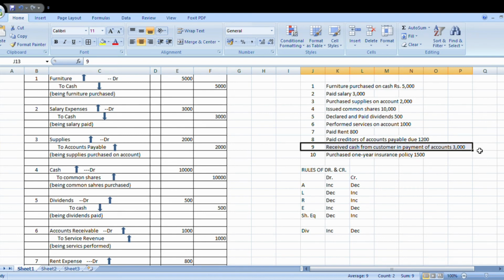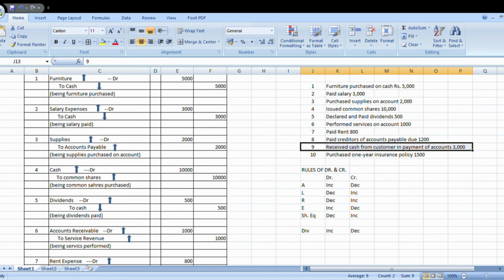Now next is received cash from customer in payment of accounts 3000. Since you have received cash, you will debit it. You already know that increase in cash, increase in asset is always debited. But why are you getting this payment? Because there was an amount due from the customer. You were supposed to get it from the customer in payment of accounts. That means earlier you made accounts receivable account and now you are getting payment on behalf of that accounts receivable account. So therefore you will be cancelling that accounts receivable by 3000 amount.